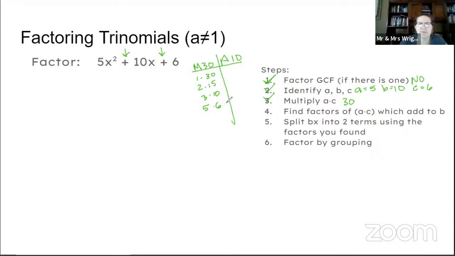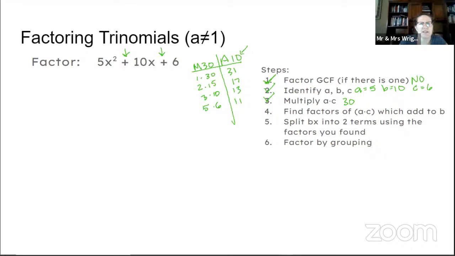I know that's going to add to be 11. 6 plus 5 is 11. Okay, 30 plus 1 is 31. 2 plus 15 is 17. 3 plus 10, that's 13. Nothing added to be 10.